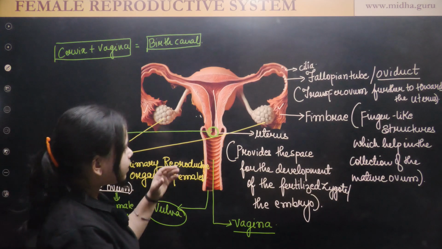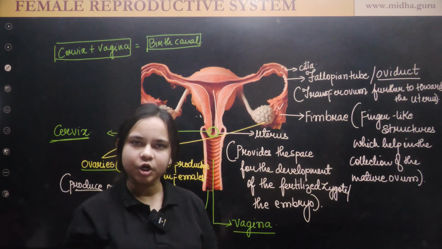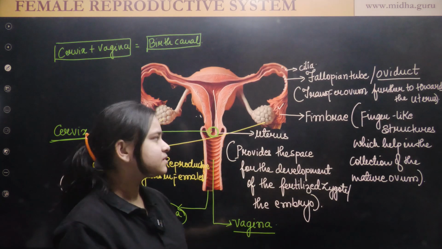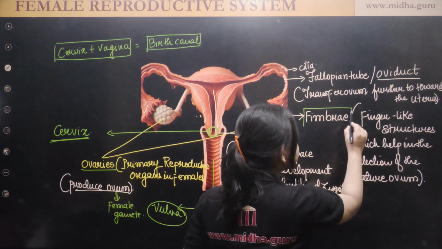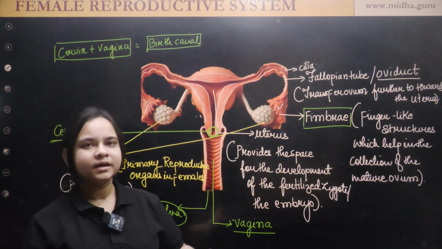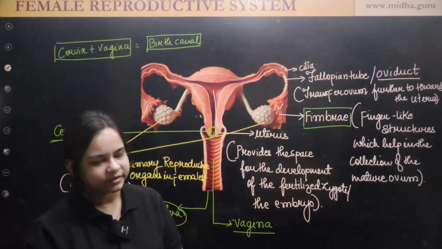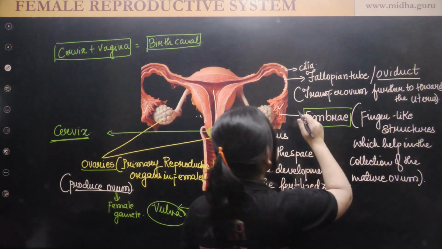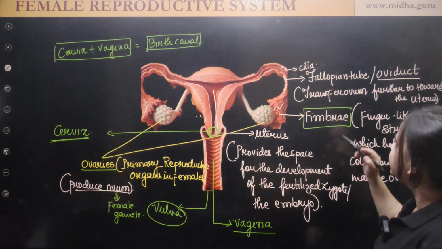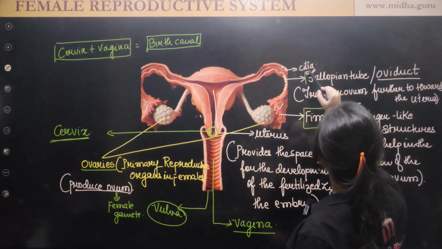Fine. Now after the ovum has become mature, these finger-like structures, which we call fimbriae, help in collecting the matured ovum and further assist it into the accessory reproductive tract. Once the fimbriae has collected the matured ovum, it transfers it to the fallopian tube.